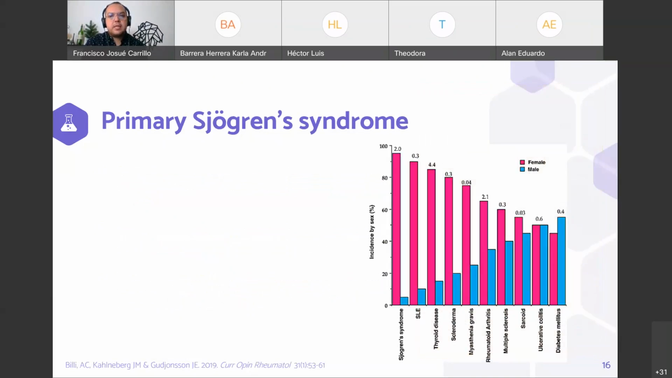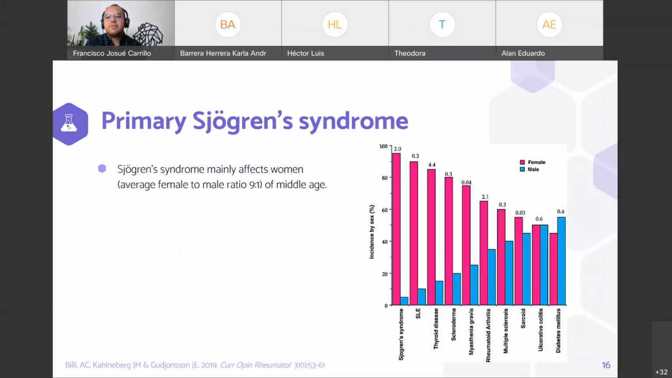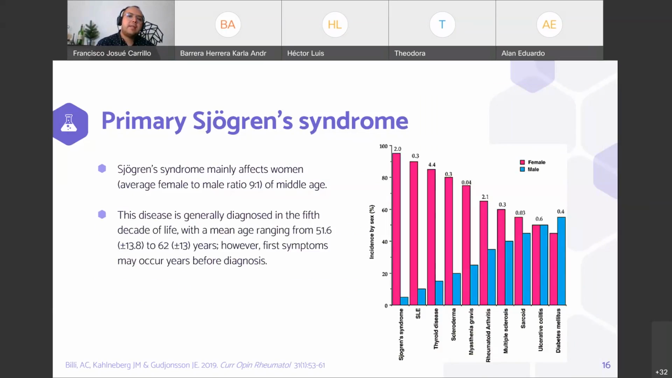As you may tell, this disease mainly affects women all around the globe. In this graphic we have an analysis of several autoimmune conditions, and you can see that the incidence in Sjogren syndrome is really clear. There is a female to male ratio of 9 to 1, especially in middle age, in comparison with other autoimmune conditions. This disease is generally diagnosed in the fifth decade of life, with a mean age ranging from 51.6 to 62 years.